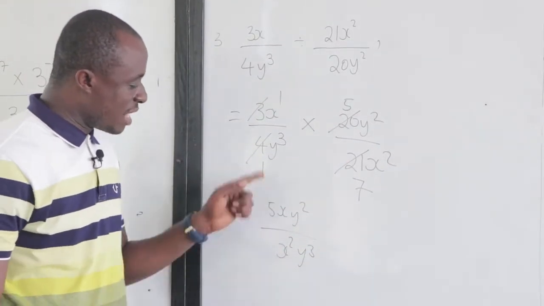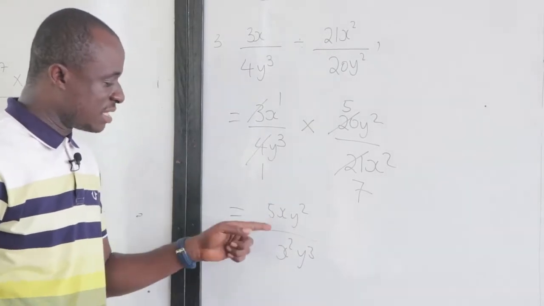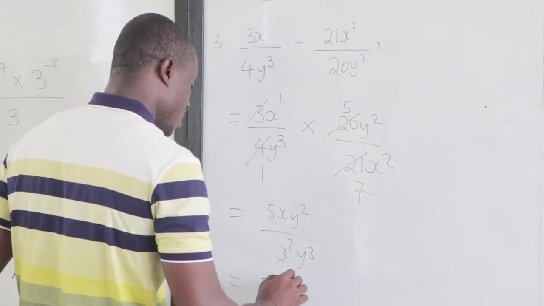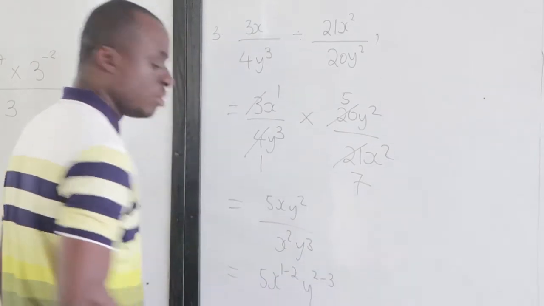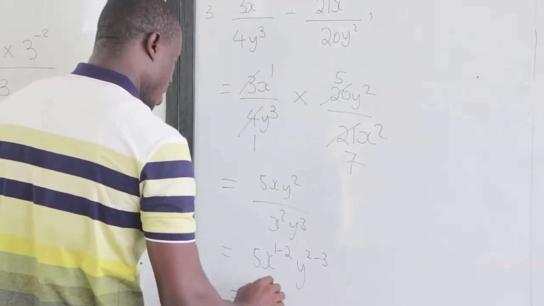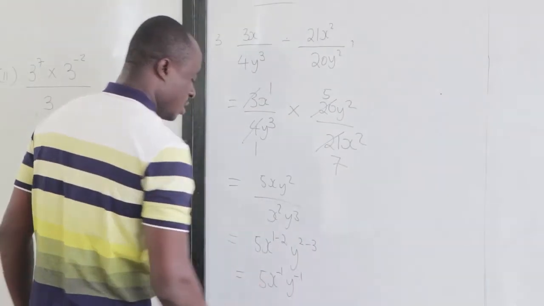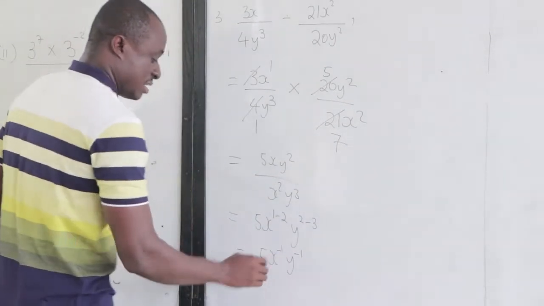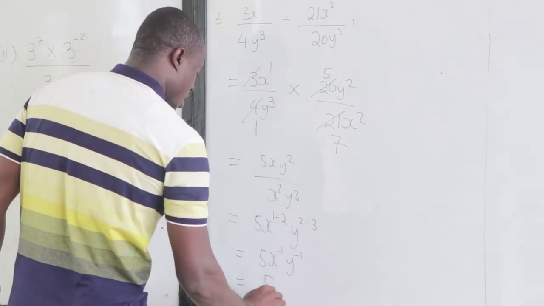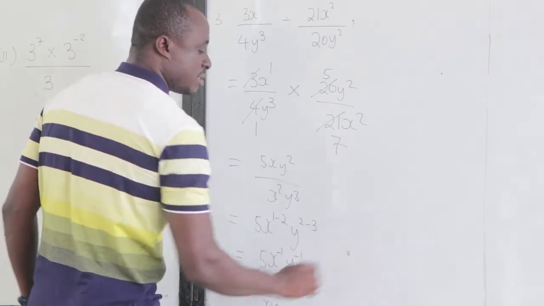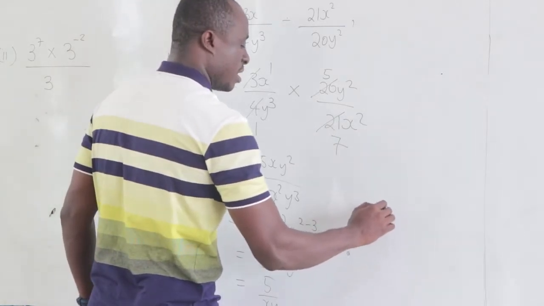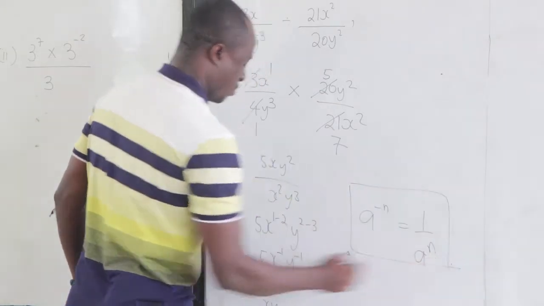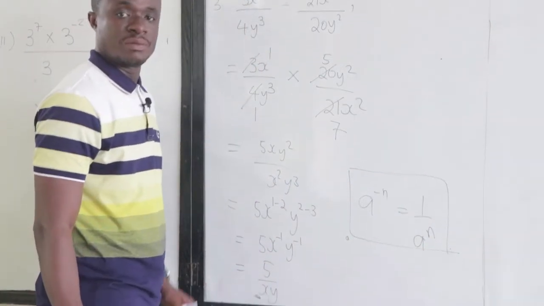Now, because we are dividing, the bases are the same, x, what do we do? We subtract. So here we have 5x to the power 1 minus 2, y to the power 2 minus 3. And this is 5x to the power negative 1, y to the power negative 1. Now, what do you have? Clearly, this can be written as 5 over xy. As I said, there's a property that if you have a to the power negative n, it is the same as 1 over a to the n. So there's a property that I used over here.